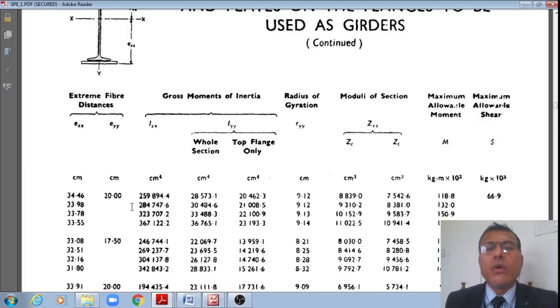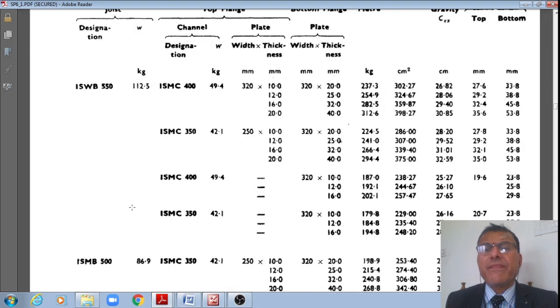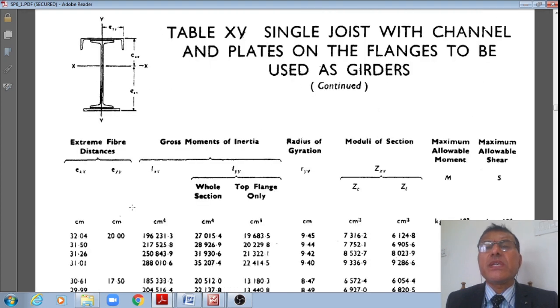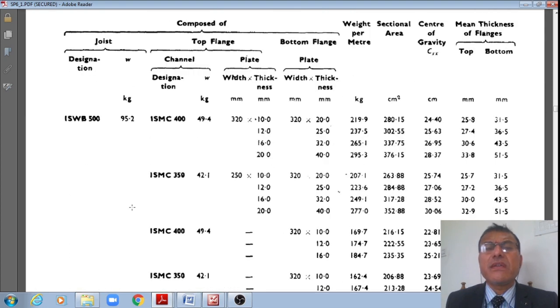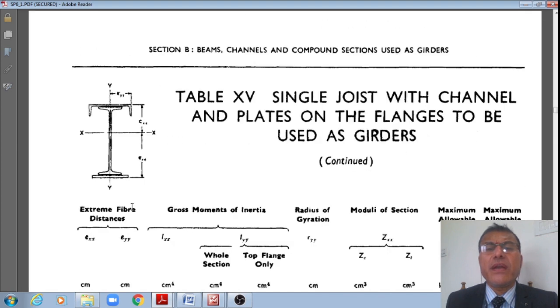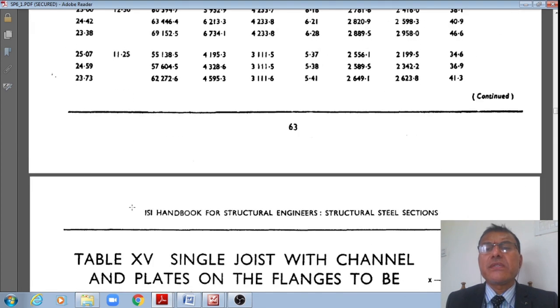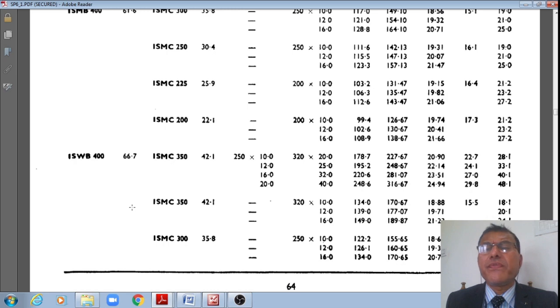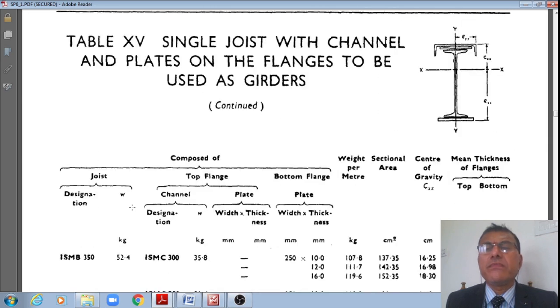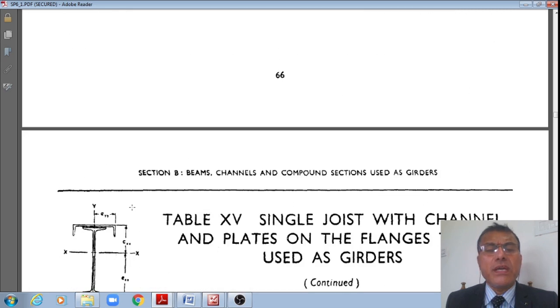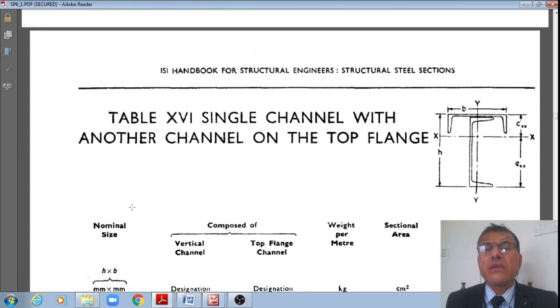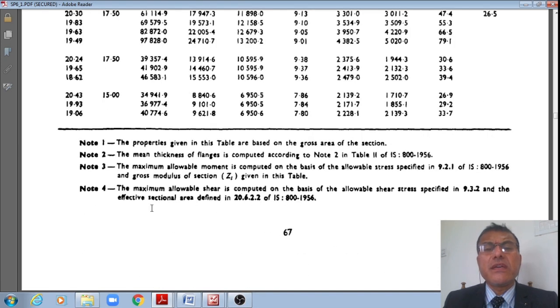Now let us move quickly to other sections and their uses when used as girders, right? That is how the different sections ISWB 500 and other sections, ISWB 450, etc., right? Now I'll move quickly to other discussions like this, right?